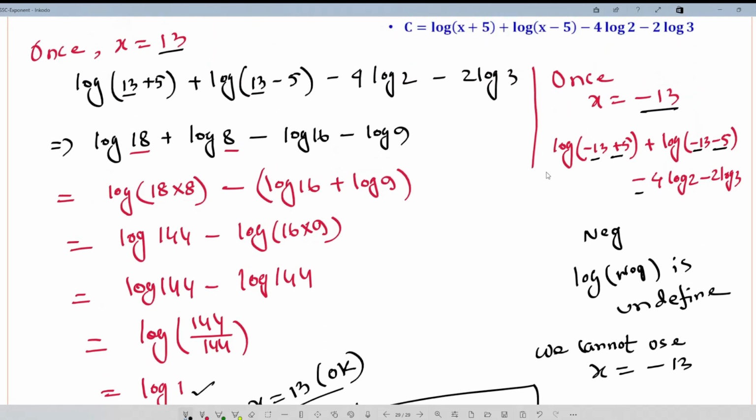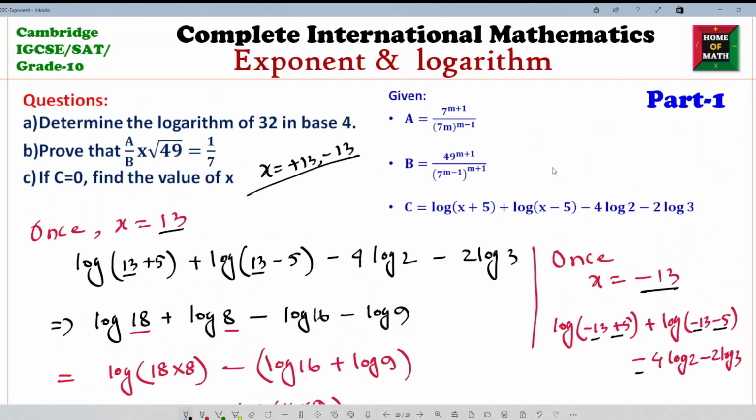So hope you understand this one. This is very important math for any kind of competitive examination, job examination, entrance examination. It will help you once we complete these kinds of math.